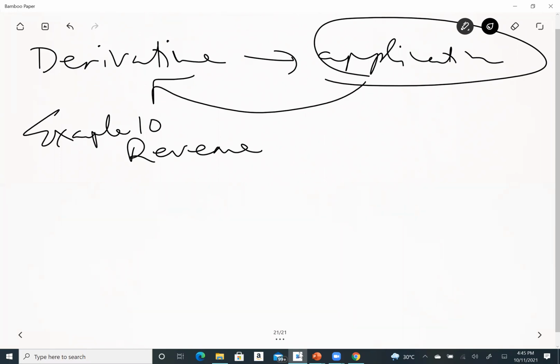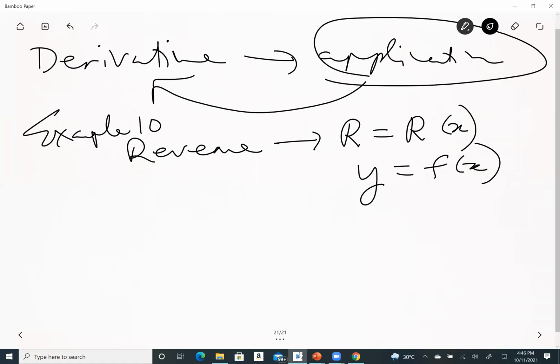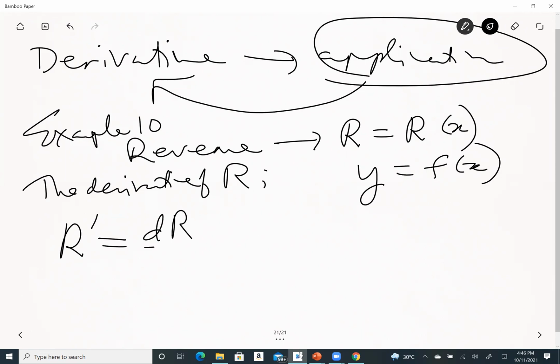Now, if you know revenue is a function of what? Function of X. So in general, I have Y as a function of X. So the derivative of X is dy dx or Y prime. There will be F prime of X. So similarly, if I differentiate R, the derivative of R, what do I get? I get R prime, or dr dx.